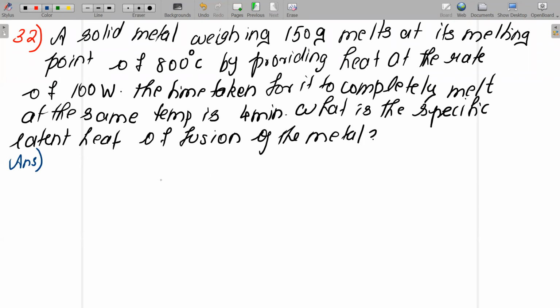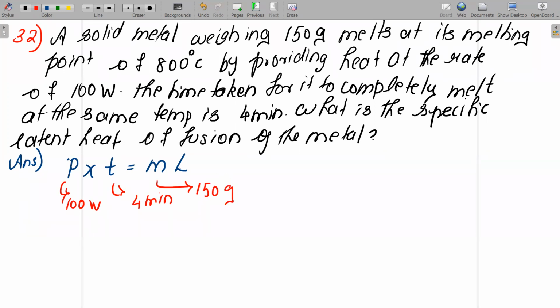How will you find? Right, P into T is equal to ml. So what is P? P is nothing but power, right? So power is 100 watt. What is the time? 4 minutes. What is M? Mass, I know. The mass is 150 gram. Now you want to find specific latent heat, L, right? Therefore, P into T is equal to ml. This equation I can write as 100 into 4 is equal to 150 into L.